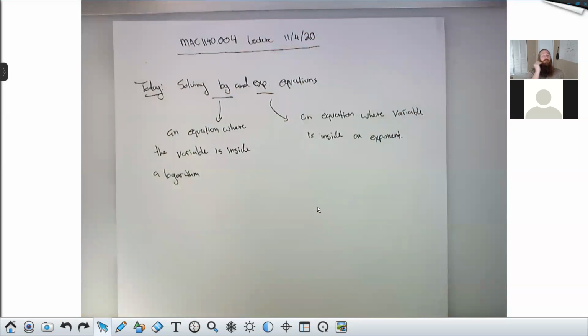All right, so they are what they sound like. A log equation is an equation where in order to solve it, you'll need to undo a logarithm. And an exponential equation is an equation where in order to solve it, you're going to need to undo an exponential.